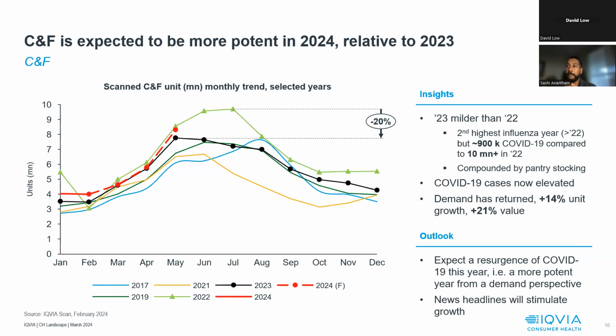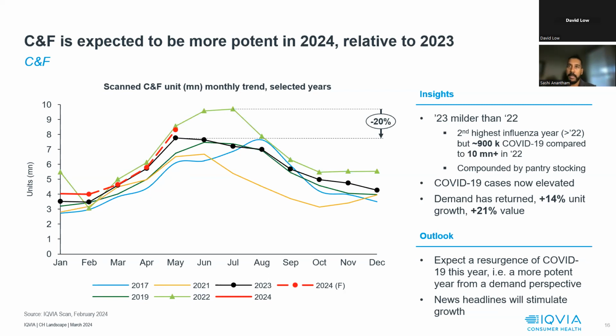The next one is cold and flu. What we saw last year was about a 20% reduction over the peak period. So per the chart, if you look at June, the black line is 2023, the green line is 2022. And you see that over that peak period, there was a 20% drop in units across both pharmacy and grocery for cold and flu items.